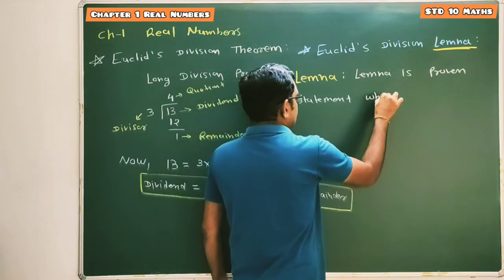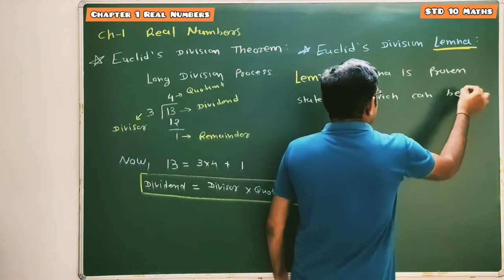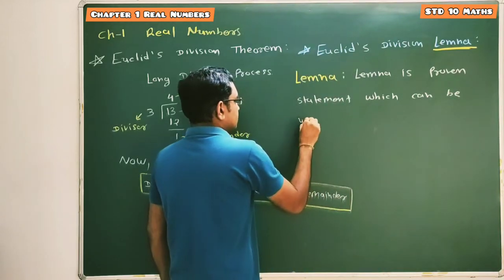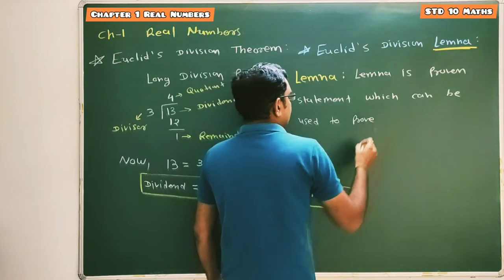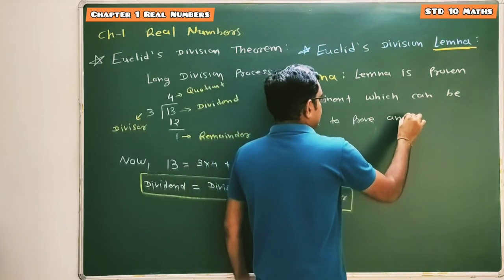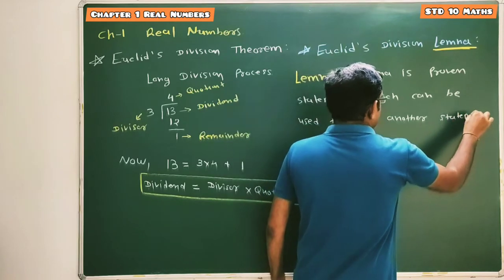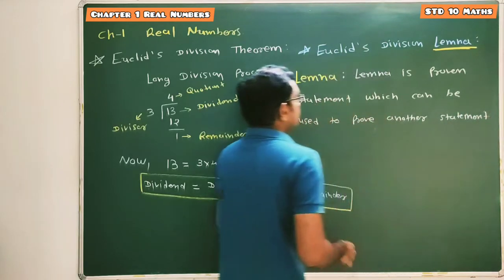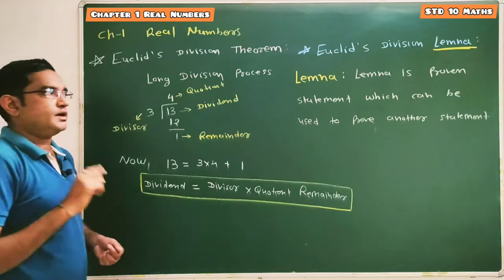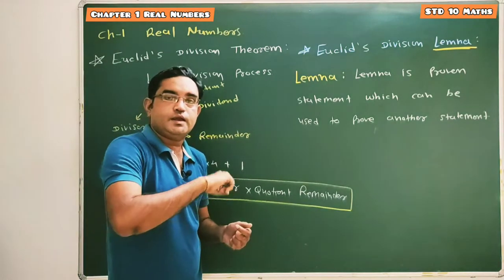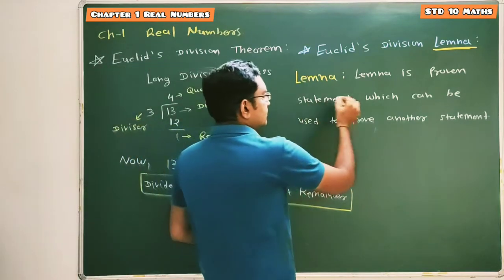A lemma is a proven statement which can be used to prove another statement. So Euclid's division lemma is nothing but a proven statement, and that proven statement can be used to prove another statement. So which one is the proven statement?